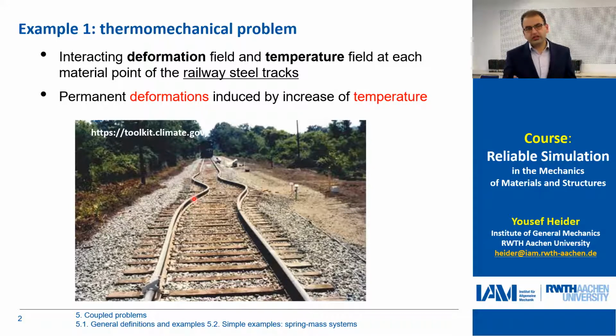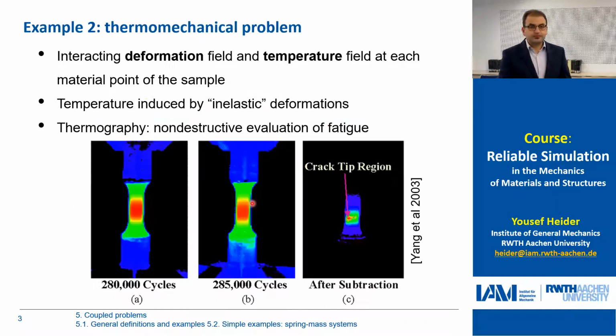Apparently here, due to the temperature which comes from the sun, we have some mechanical deformations. This could be also permanent if you have plastic deformations in the steel. But the main driving force for this deformation is another field, which is temperature. And the interaction between the deformation and the thermal actions happen not only on the surface, but also inside the material. And that's why we call this kind of problem volume coupled problem.